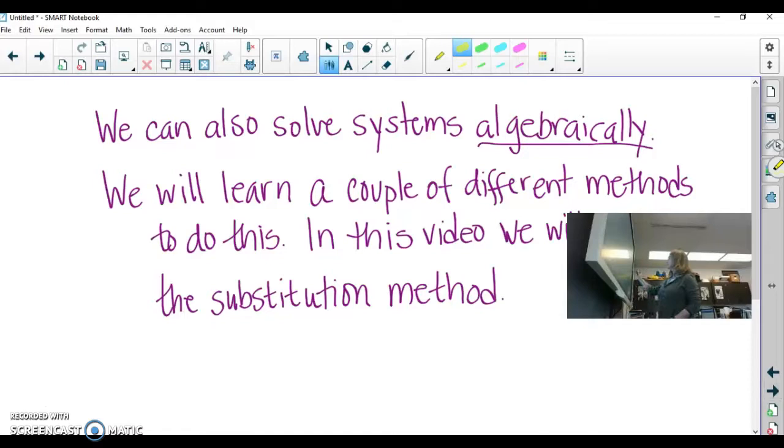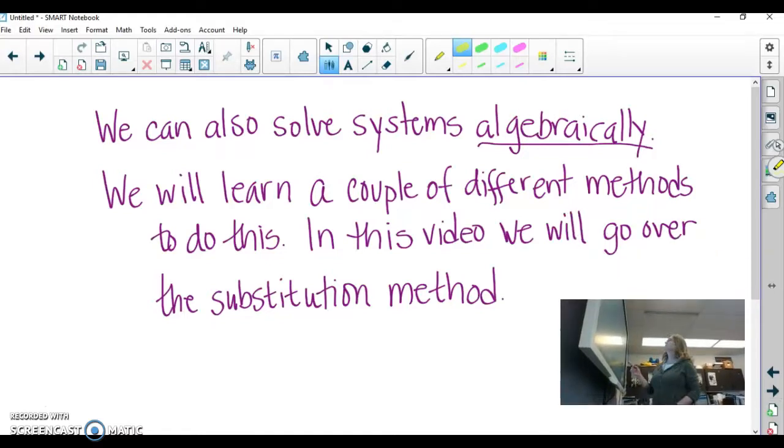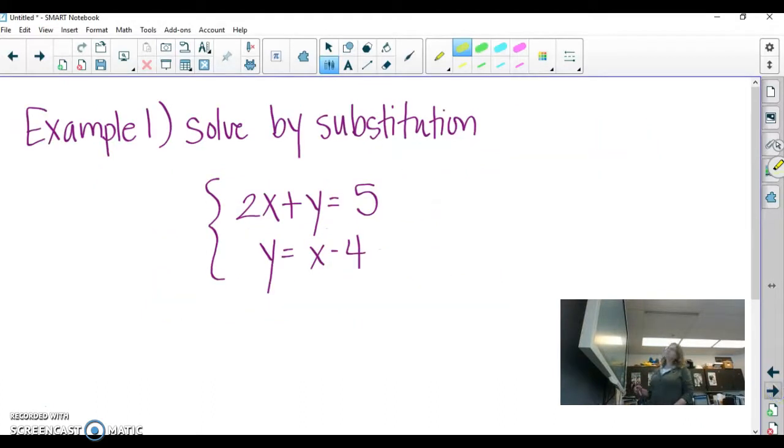In that case, what we can do is solve systems algebraically. There's a couple different methods that you're going to be learning to do this, and the first method, which we're going to go over today in this video, is solving by substitution. We're going to go through a few examples, and then you can give it a try. Okay, so this first system, solve by substitution. Pause the video, write down the system, and then come back and it'll walk you through it.